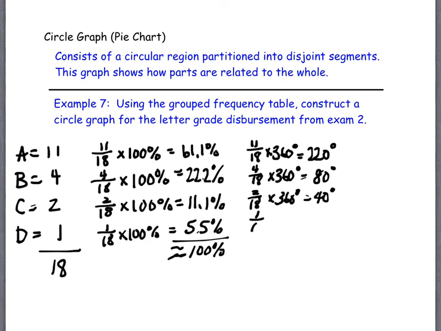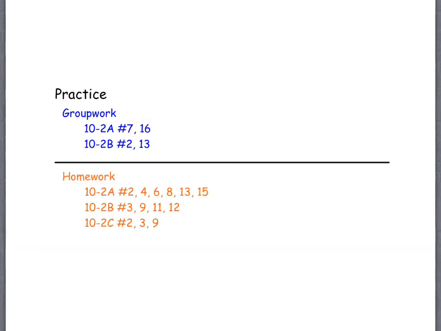Now, what is the 1 over 18 times 360? That is, what is half of 40? 20 degrees. All right, so these are the different degrees that we need in our circle to represent the different categories of data.